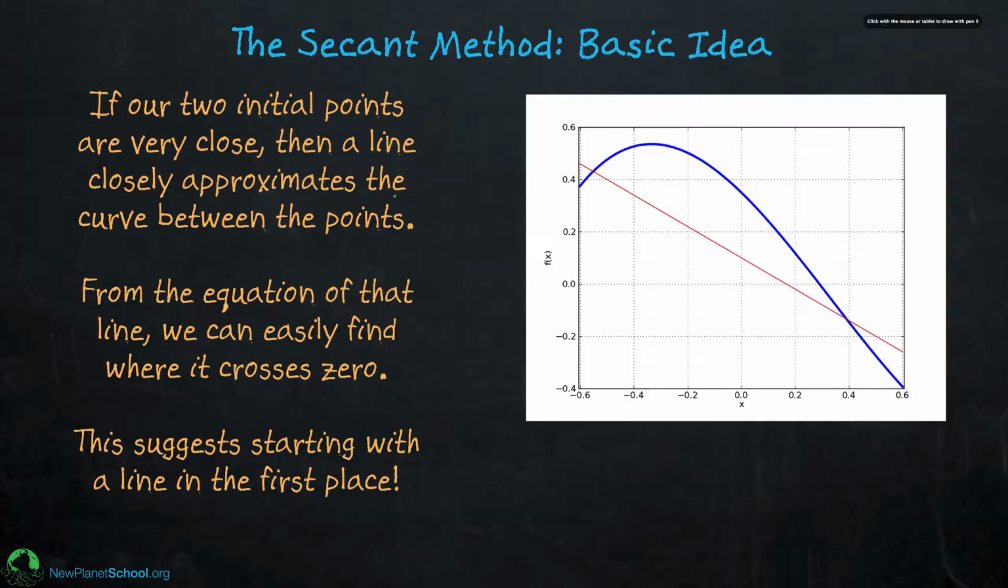So this suggests making a new method based on calculus that says let's just start with a line in the first place. So the idea is to just take the function here, the blue function, and say, well, it approximately looks like this red line, and just start with that to begin with. So let's see how that works.